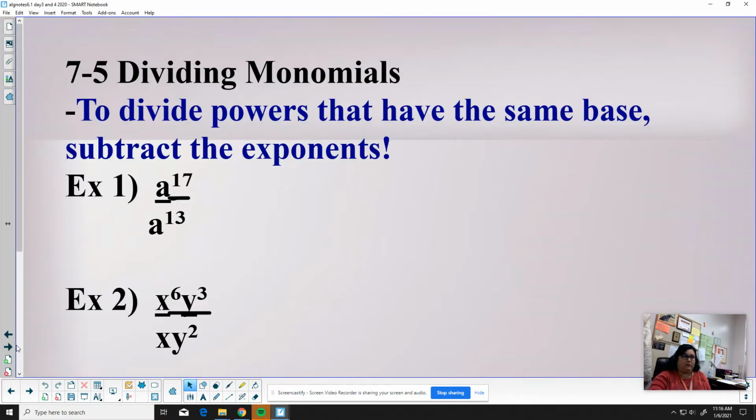All right, dividing monomials. So here are the directions. To divide powers that have the same base, you subtract the exponent. So when we were multiplying powers that had the same base, we were adding the exponents. Now we're going to subtract.